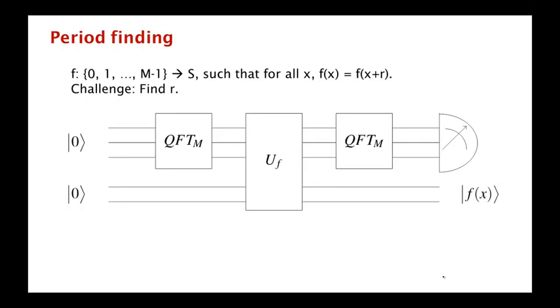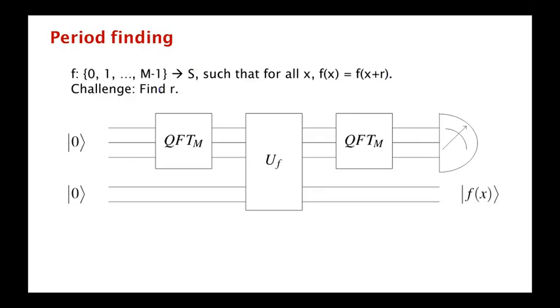So remember what period finding does. You're given a function f from some domain, like the integers from 0 to m minus 1. It's a function from integers mod n to just some set. And this function has a property that it's periodic with period r, that f of x equals f of x plus r. Your challenge is to find r.